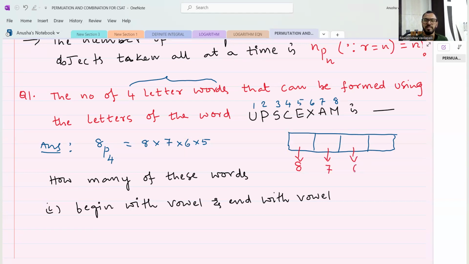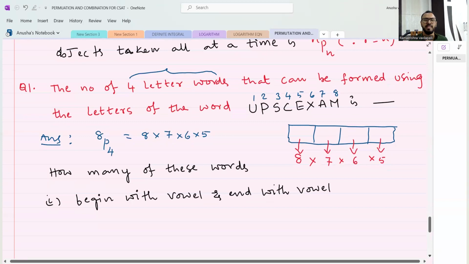Third box, 6 ways. And last box, 5 ways. We got the same answer. So instead of writing this, immediately you can write 8P4, as we are selecting 4 letters out of 8 letters and arranging.